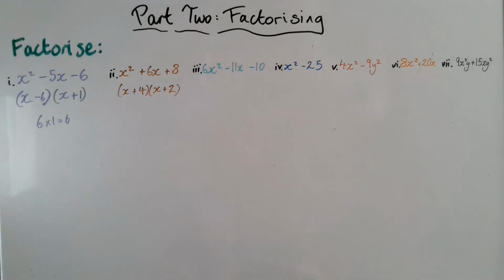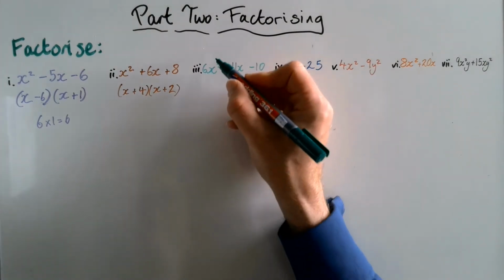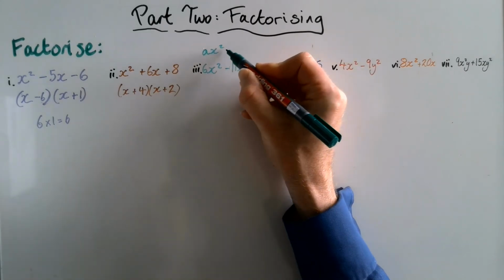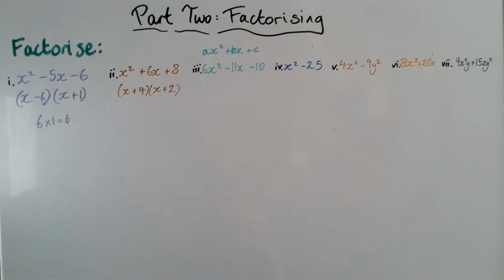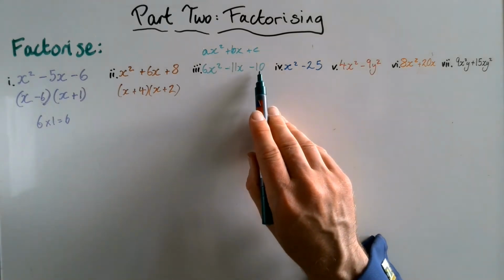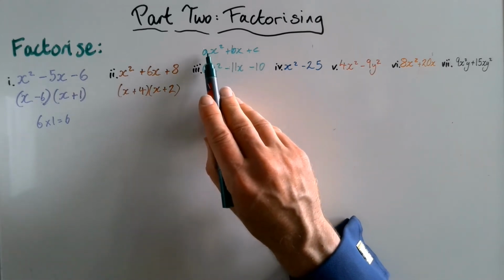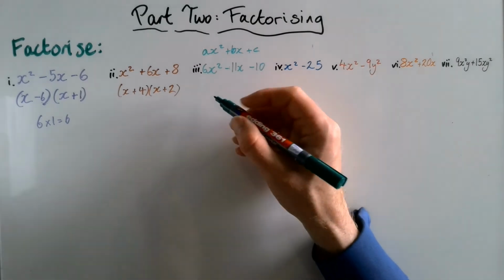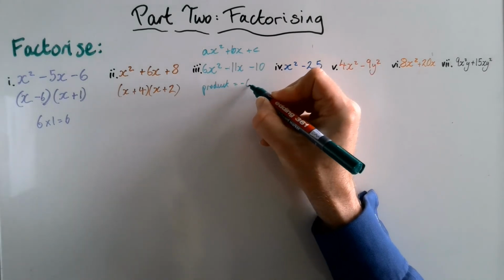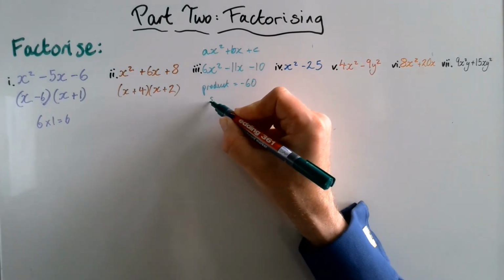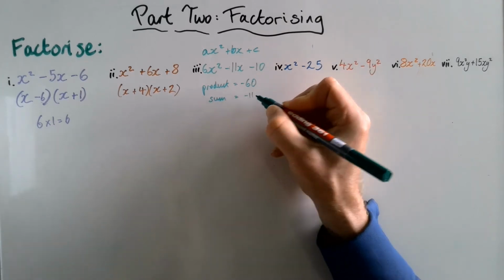Now, a coefficient of x squared. This is a little trickier. You may want to practice these a fair bit. The rule I use is if you imagine it as being ax squared plus bx plus c, like you do when you're doing the quadratic formula, then instead of just being numbers that multiply together to make the constant, we need numbers that multiply together to make a times c. So we're looking for product equals negative 60, and we're looking for the sum still to be negative 11.